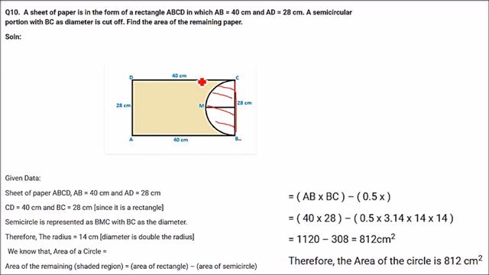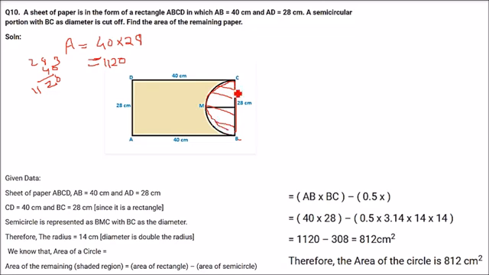So we have to find the area of the remaining paper. First we will find the area of the whole rectangle, and subtract the area of the semicircle. What is the area of the rectangle? It is length into breadth. So 40 into 28, which is 1120. So you get 1120 as the area of this rectangle.